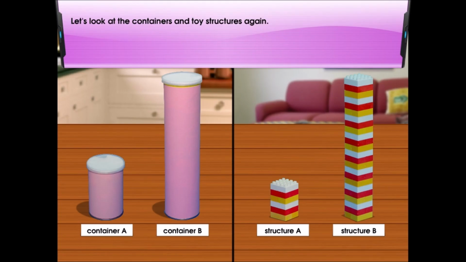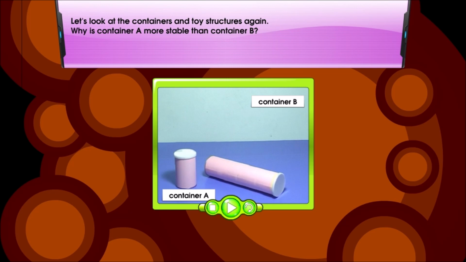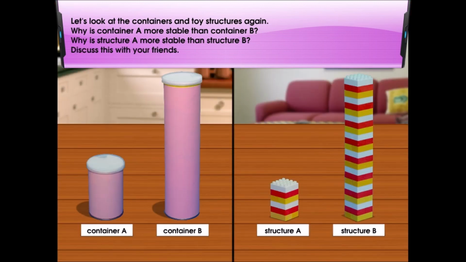Let's look at the containers and toy structures again. Why is container A more stable than container B? Why is structure A more stable than structure B? Discuss this with your friends. Then click Check to find out.